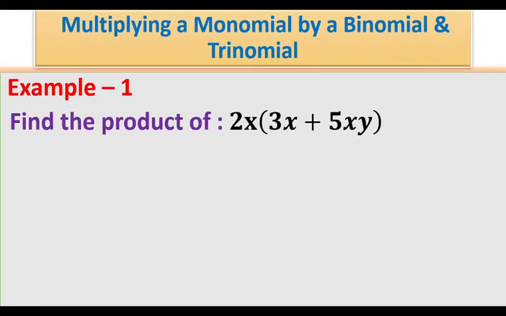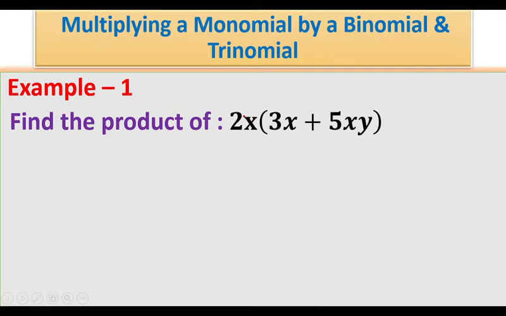Example 1. Find the product of 2x into 3x plus 5xy. Product means we have to multiply. Means this 3x plus 5xy, this is a binomial, will be multiplied by 2x, which is a monomial. It means multiplying means you have to open the bracket. So here what will happen?